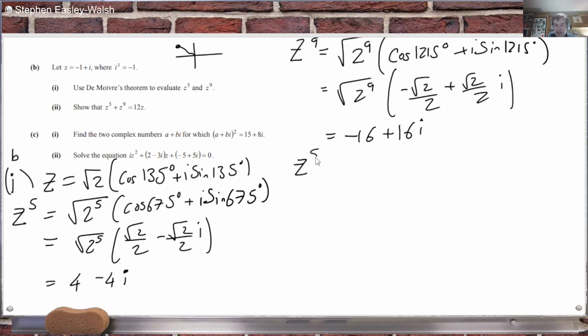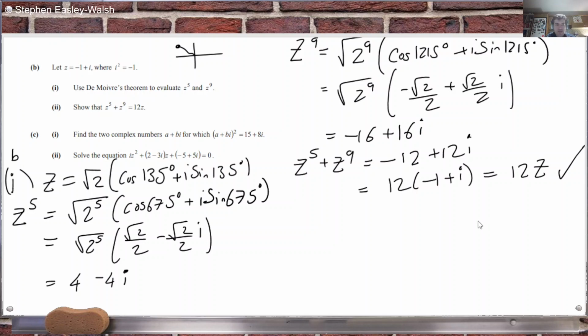So that means z^5 plus z^9, minus 16 plus 4, minus 12, and then plus 12i, which is equal to 12 times minus 1 plus i, which would equal 12z. So that's proven. I've accidentally done part 1 and part 2 at the same time. Okay, there's part 2 there, I guess.